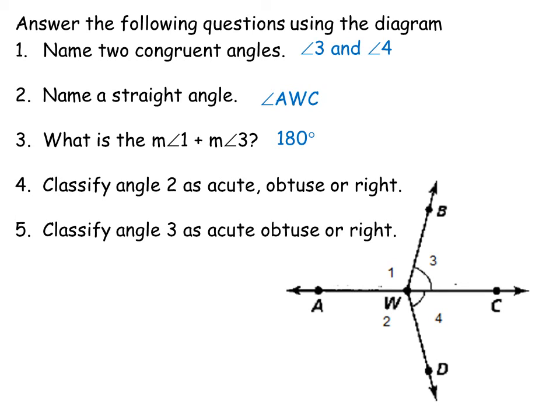Classify angle 2 as either acute, obtuse, or right. Well, angle 2 over here looks like it's greater than 90 degrees. If it's greater than 90 degrees, it must be obtuse. And classify angle 3 as acute, obtuse, or right. Angle 3 is over here to the right. It looks like it's less than 90 degrees, so it would be acute.